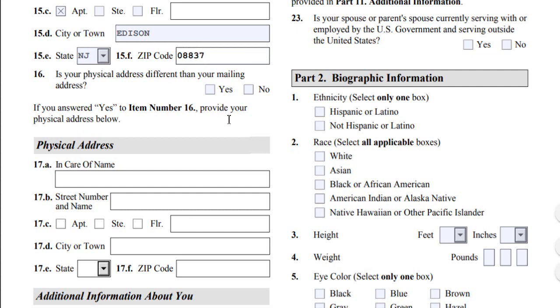Is your physical address different than your mailing address? Yes or no? If it is, you must fill out items 17 through 17F.